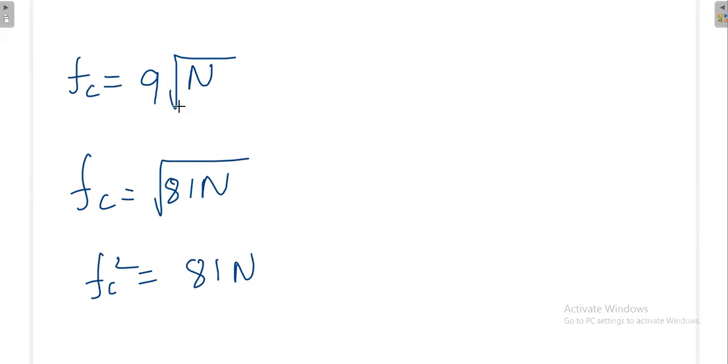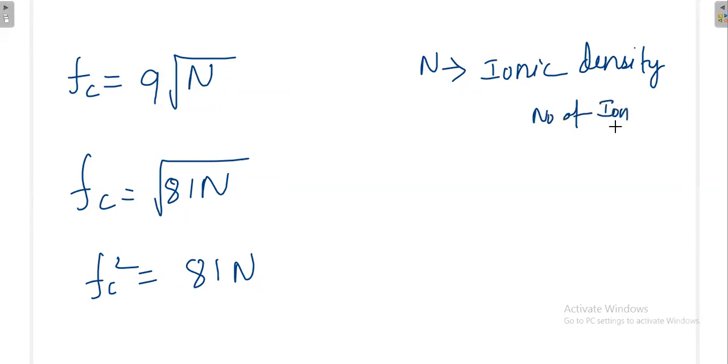The cutoff frequency is generally defined for a layer, where n means what? Ionic density. What is the density of the ions? How many ions per cubic centimeter? Number of ions per centimeter cube.